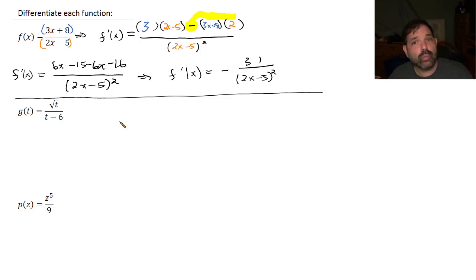Alright, so now again, this would be a good time to pause and try these remaining 2 exercises out on your own.